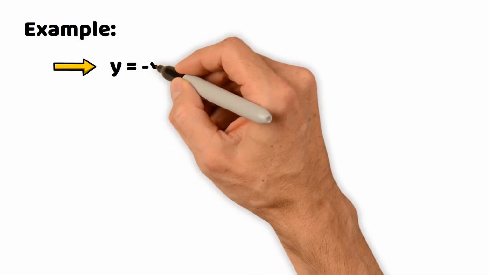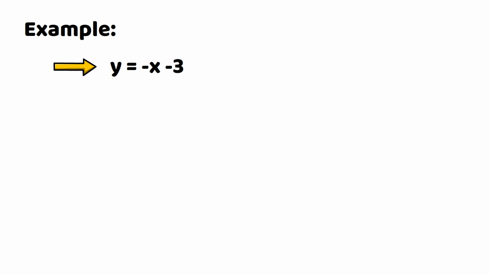Let's do one more example. Consider the equation y equals negative x minus 3. Here the slope is m equals negative 1, because the coefficient of x is negative 1.